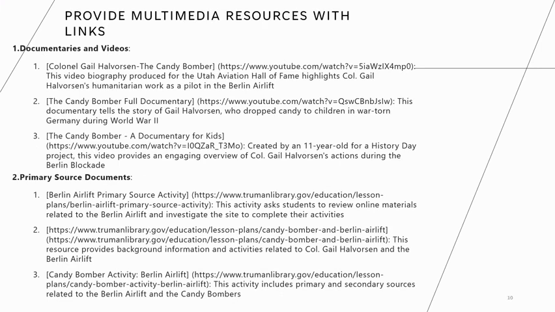Here are those multimedia resources which enhance instruction. So the resources include documentaries, videos, primary source activities. In this case, Copilot selected resources from YouTube and the Truman Library because Truman was president during the Berlin blockade. I've looked at each of these links and they're all legitimate and active. So Copilot's ability to go out and search for resources saved me tons of time.